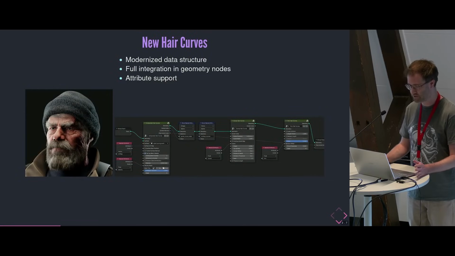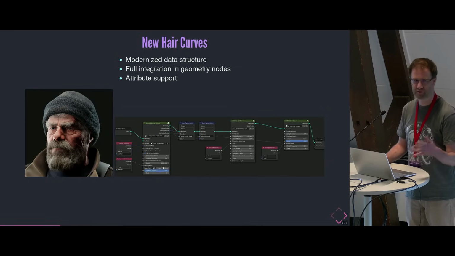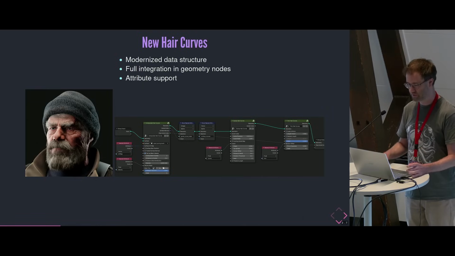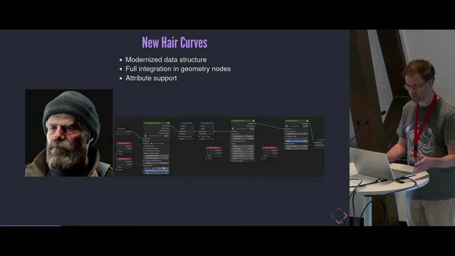We also have in Blender now the new hair curves, which are a modernization of the data structures that will form the basis of our new hair simulation. And these curves have full integration in geometry nodes. So they can be freely combined with all the other features that exist in geometry nodes already. And they have attribute support, which is very important for simulations because it allows us to move simulation data around without having bespoke data structures that we need for the particle systems right now. So that is one of the reasons the particle systems are so interdependent and difficult to work with.